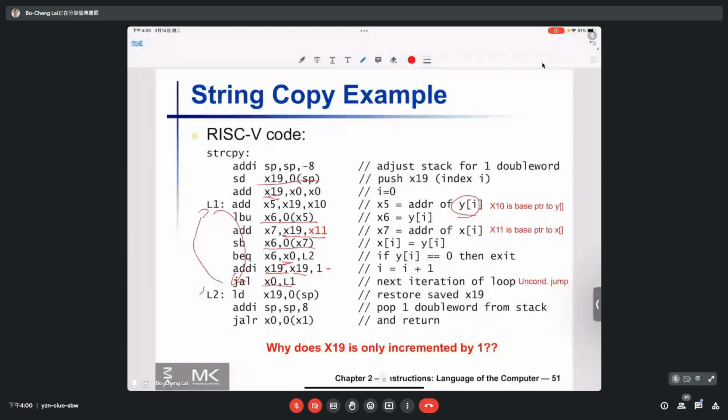You keep loading the y character, store to the x character, and compare if it's the end of the string. If not, jump and do it again. Load the second character, store to the second place of the x array, and check if it's the end. If it's not, do it again until it's the end of the string. Then you jump to L2 and end the process.